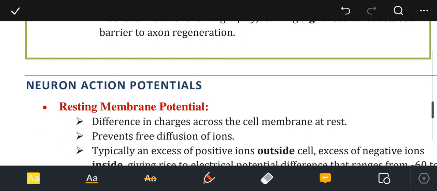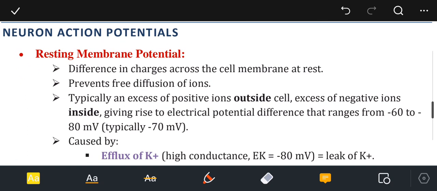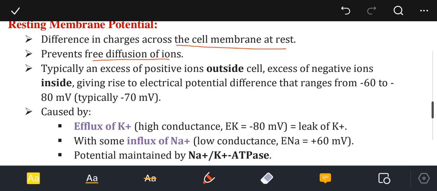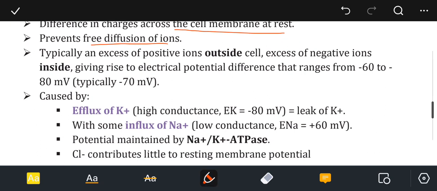The next point is neuron action potentials. Resting membrane potential is the difference in the charges across the cell membrane at rest. This prevents the free diffusion of the ions. Typically, there is an excess of positive ions outside the cell and an excess of negative ions inside the cell, giving rise to the electrical potential difference that ranges from minus 60 to minus 80 millivolts. Typically, it is minus 70.